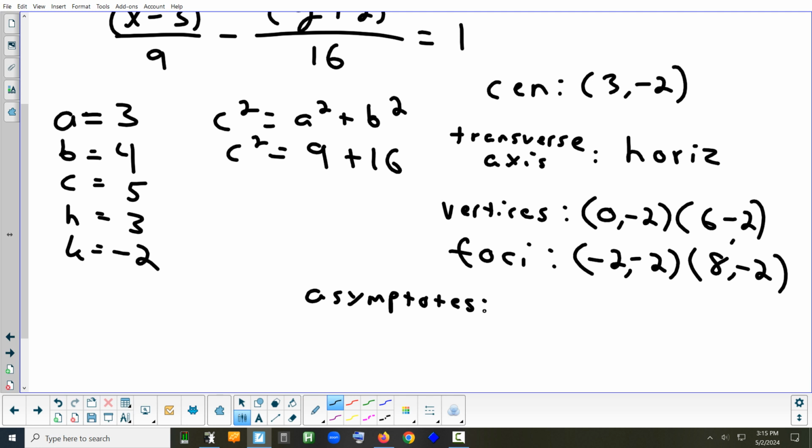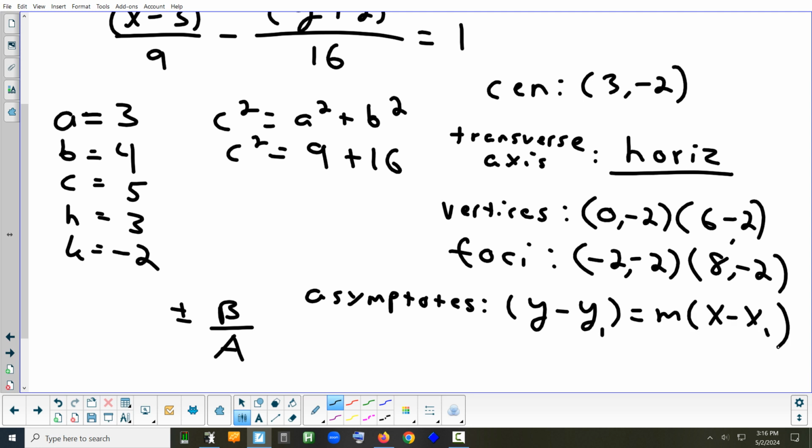When our transverse axis is horizontal, what's the formula for the slope? Y equals plus or minus B over A. It's going to be B over A for your slope. Yep. So what we're going to do is write the equations using point slope form. Because it's not at the origin, we've got to use point slope. So remember point slope: y minus y1 equals m times x minus x1.